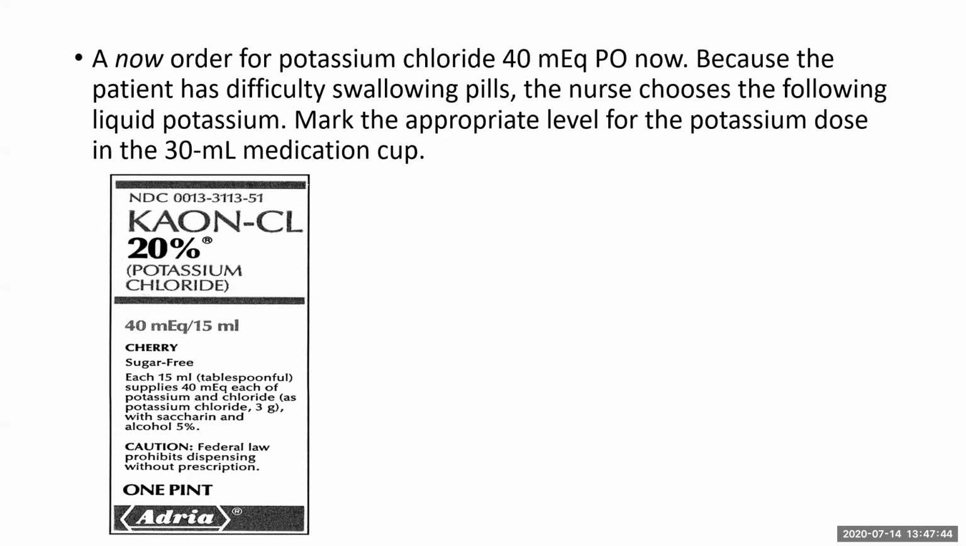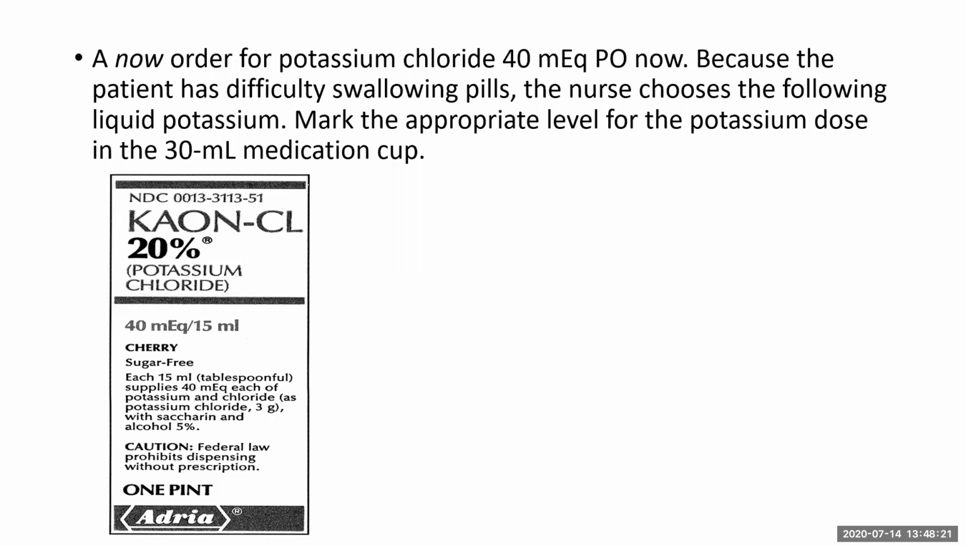One last question. You've received an order that says now. That means you give it now. A now order for potassium chloride, 40 milliequivalents PO now. Because this patient has difficulty swallowing pills, the nurse chooses liquid potassium. And that is absolutely within the nurse's purview to make that choice. You are not changing anything about the order. This is still a per os or PO dosing of potassium. You don't have to call the provider and get permission to do this.